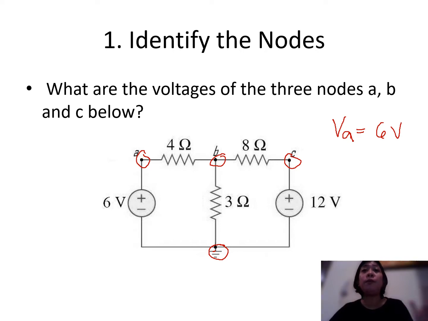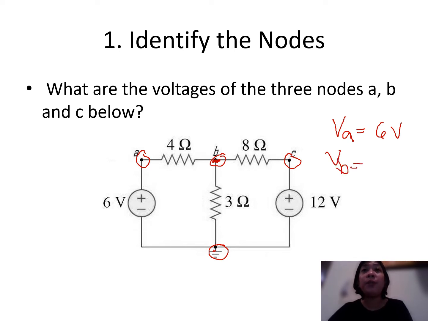Where is VB this time? VB here is located at this junction, or at this point, with respect to our reference point here. Therefore, for VB, we do not know its value yet.